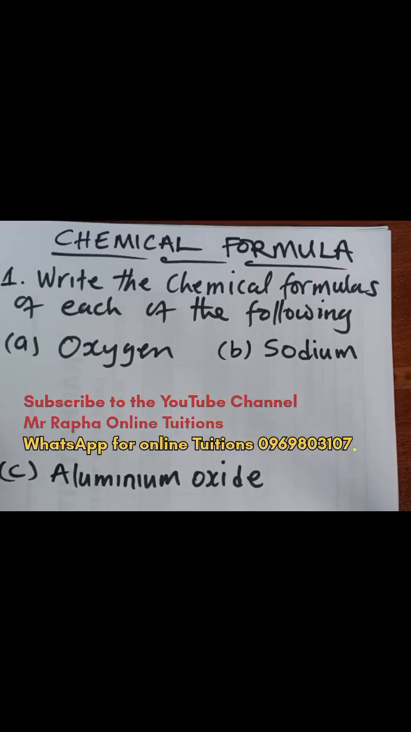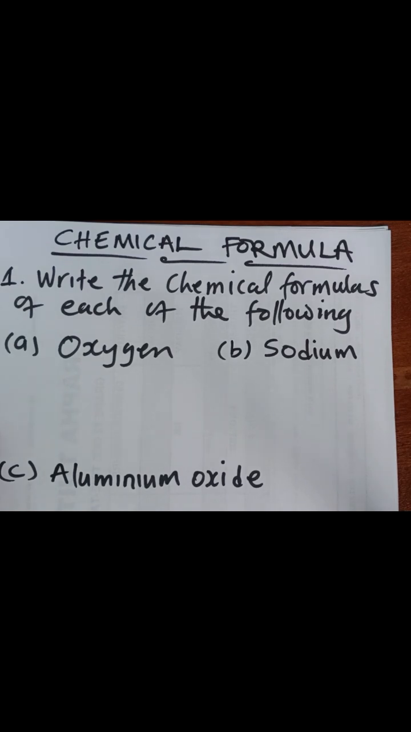Chemistry, chemical formula. So how do you write a chemical formula? This is a very important part in chemistry. As a chemist, you should know how to write the chemical formulas, and you should know the difference between a chemical symbol and a chemical formula. So part 1, write the chemical formulas of each of the following.